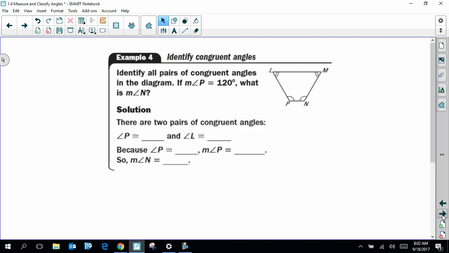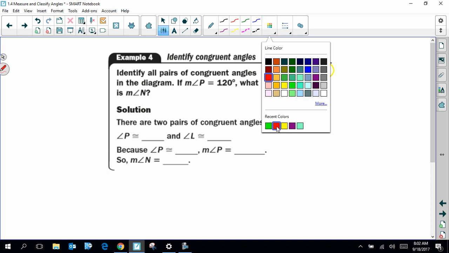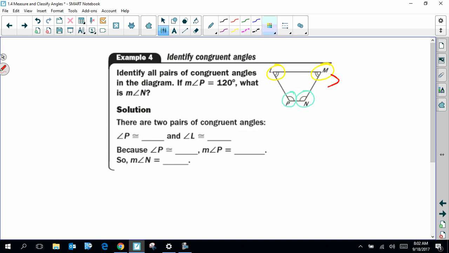So here we want to be able to identify congruent angles. Now if you notice here, this angle L has two little arcs on it and this angle M has two little arcs on it. The number of arcs in an angle indicate whether the angles are going to be congruent to each other or not. So coming down here, angle P has one arc, angle N has one arc. So those are going to be congruent to each other. Because angle M and angle N have different arcs, these are not going to be congruent to each other.